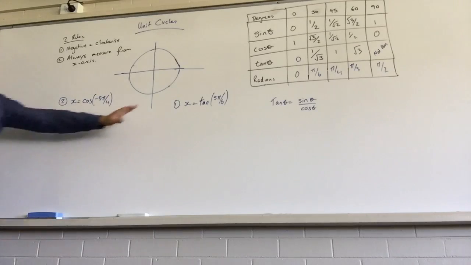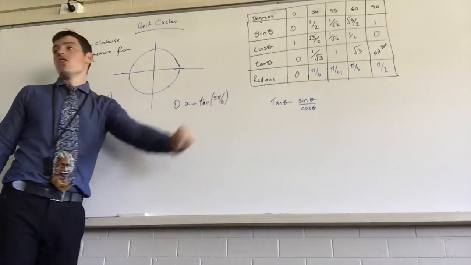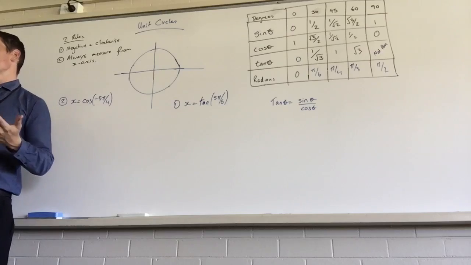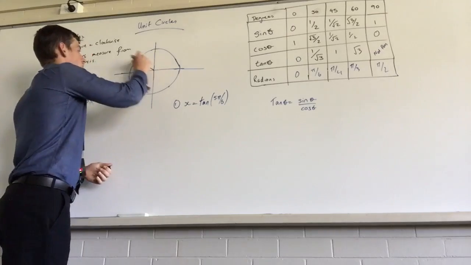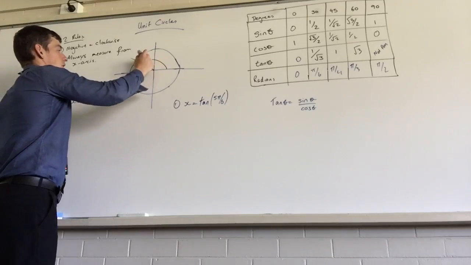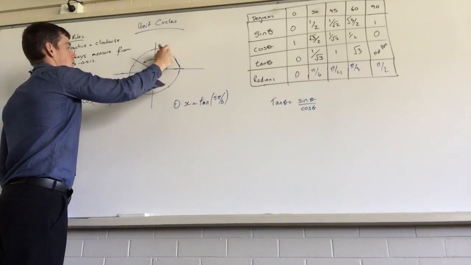So I look at the fraction, I don't even worry about the π, I just look at the fraction. 5 on 6, a little bit less than 1. More than a half but less than 1. So I know I'm in this quadrant. So I draw an approximation there. Doesn't need to be perfect. This angle here is 5π on 6.